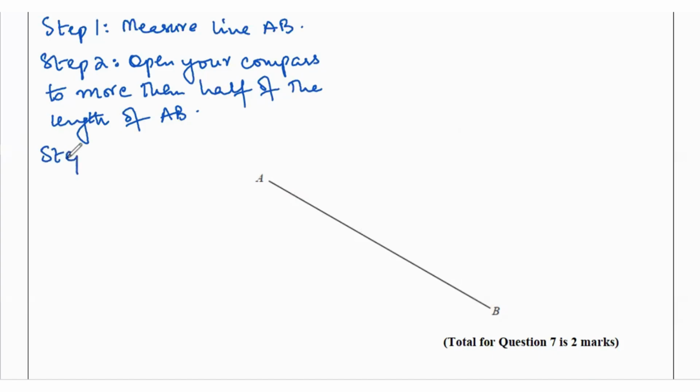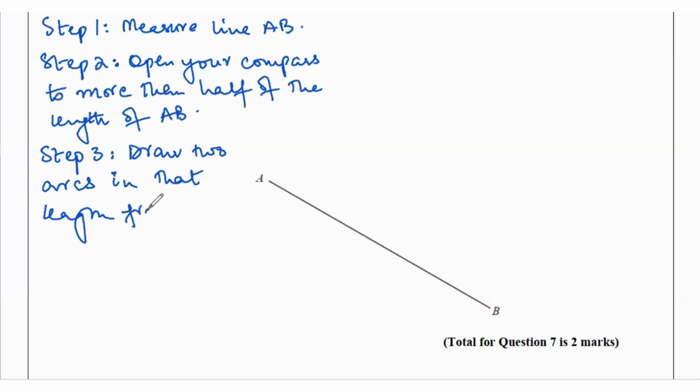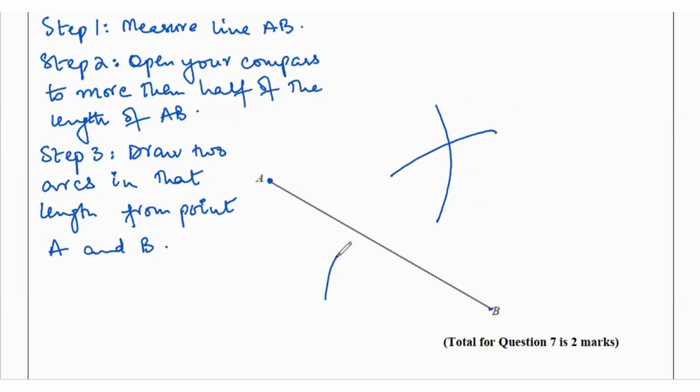Then step 3 is you draw 2 arcs in the length that you've opened from point A and B. So we will draw arcs. You put the compass over here and draw an arc over here. And then you put the compass over and draw an arc over here. And same thing, you draw an arc beneath the line as well.